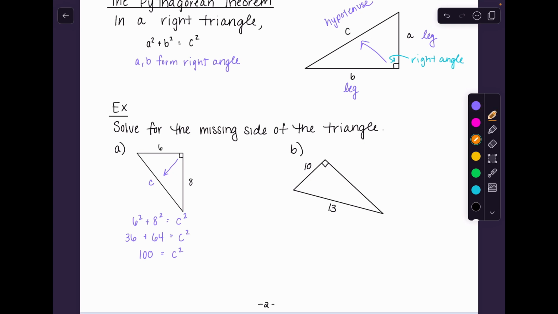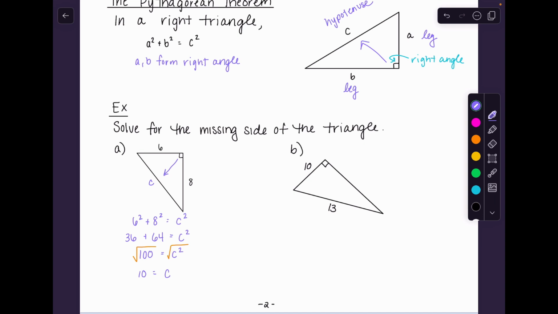So if I want to find C, I need to take a square root to get rid of this square. And again, I don't have to worry about the plus or minus because I'm just working with a side length. The number times itself that gives me 100 is 10. The square root of 100 is 10. And you can plug that into your calculator to verify if you're not good at thinking of that on the fly. So the missing side of our triangle has a length of 10.